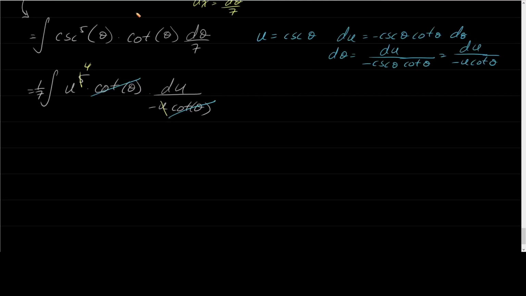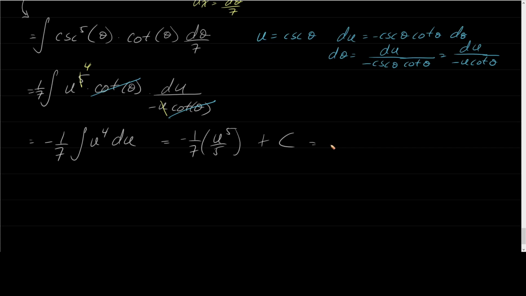So at that point, what we end up with here is negative 1/7. This negative came from here, right? Negative 1/7 times the integral of u to the 4th du. That's all that we're left with, right? And at that point, we say, well, the integral of u to the 4th, that's really easy. That's u to the 5th over 5 plus c.